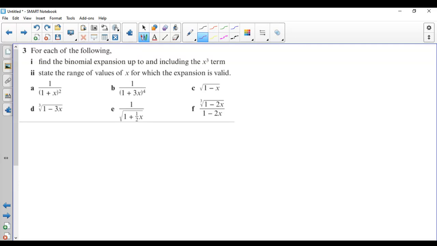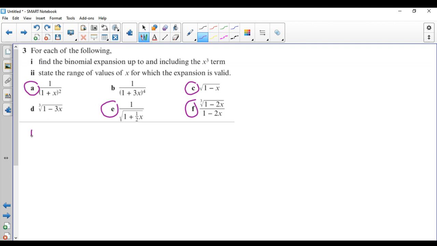Exercise 4a, question 3. So we're starting to step up the complexity a little bit here, and we're going to have to manipulate them into the correct form before we do the expansion. So I'm going to look at A, C, D, and F in this video. And that should cover most of the basics.